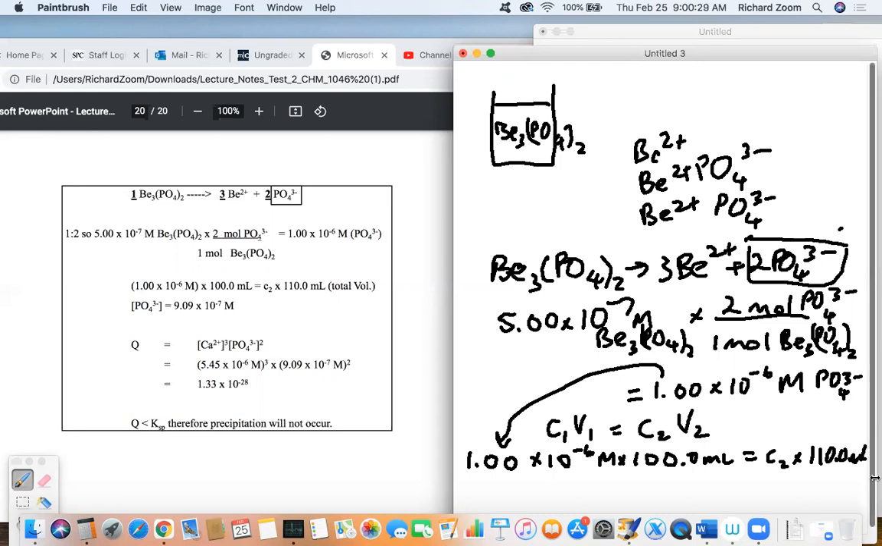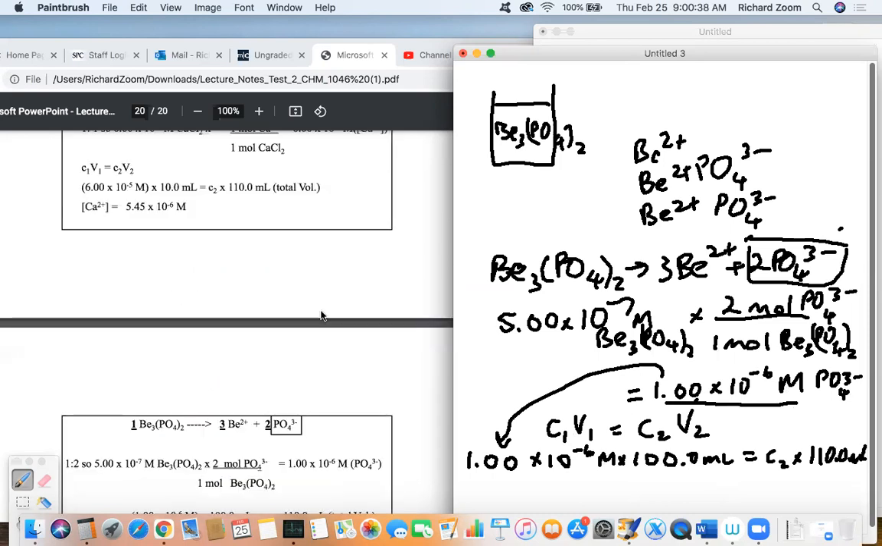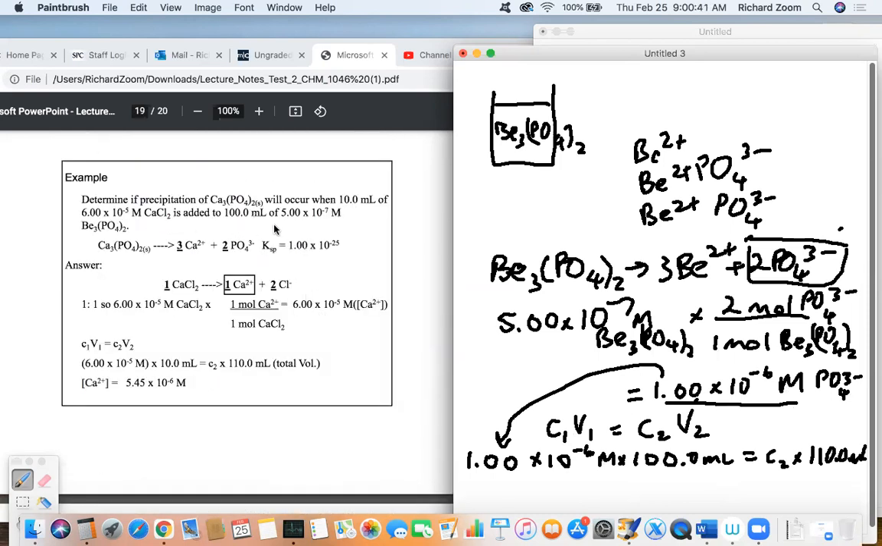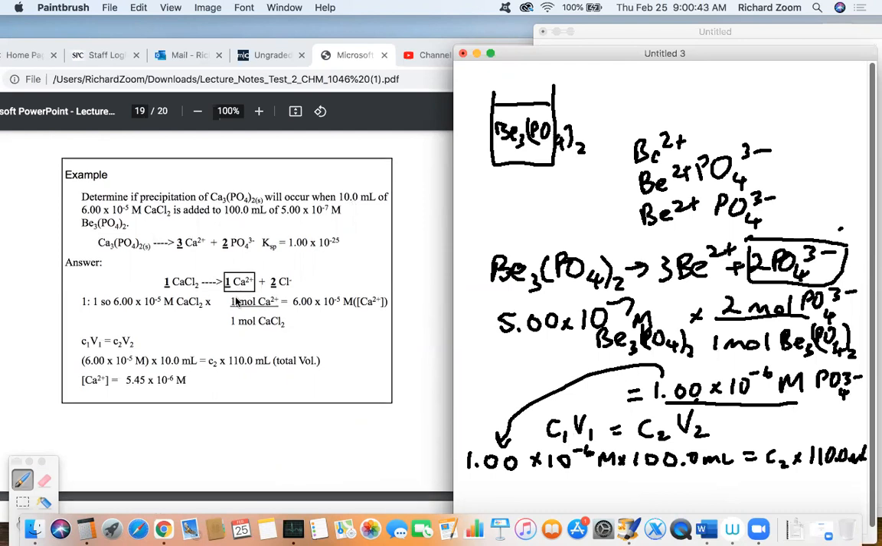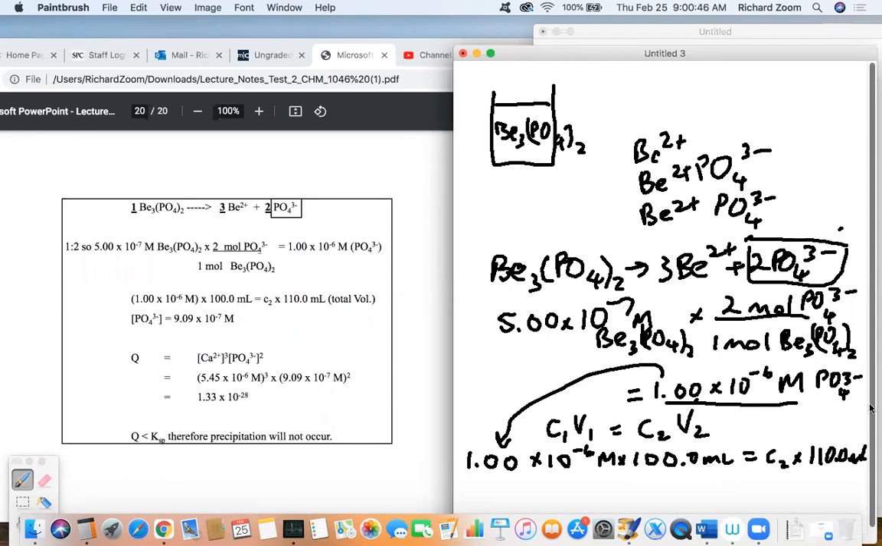All right, so let me show you where those numbers come from. The 1.00 times 10 to the -6 comes from here, the concentration calculation we just did. The 100.0 mL comes from the initial question, which stated 100.0 mL of the Be3(PO4)2 was added. And what that means is that C2, which is the concentration of phosphate, is going to be 9.09 times 10 to the negative 7 molar. Does anybody have any questions?